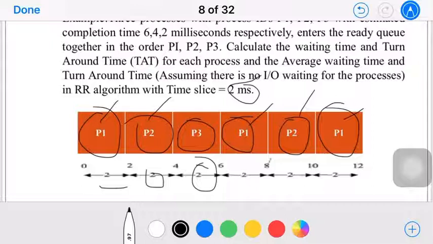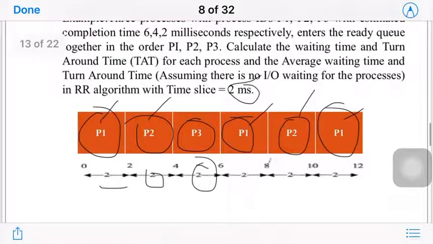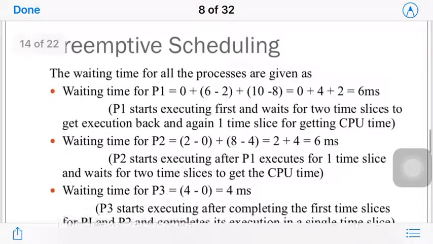to P1, then P2, and again P3 was not there because P3 was already done execution with 2 milliseconds, then P1. Understood? So here we just need to assign this properly so that it will be easy for us to calculate the average waiting time and all. So 0 to 2, then 4, then 6, then 8, then 10, then 12. Okay, these are 2 millisecond time slots.